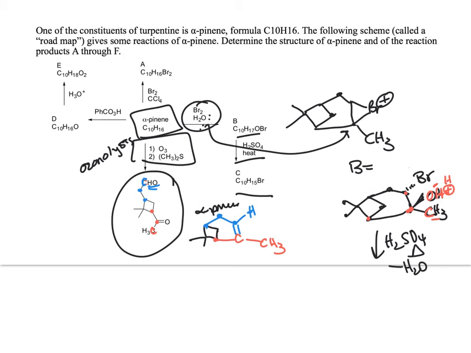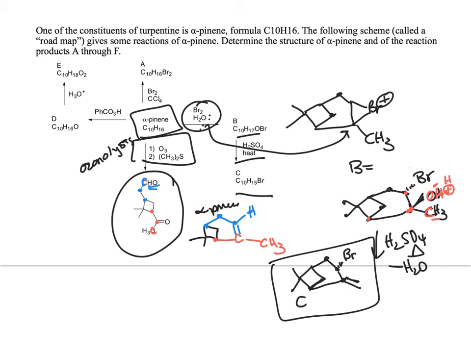And so it's going to likely be this structure here. There. Because that is bridgehead. So that is the product for C, and you could count those.